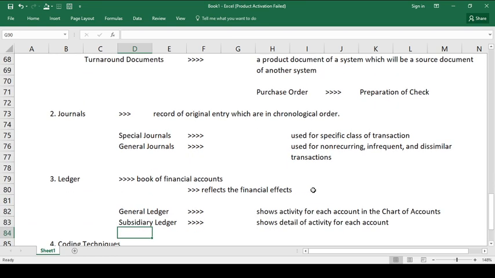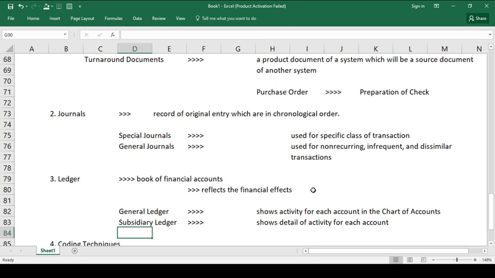The ledger is the book of financial accounts. The ledger reflects the financial effects. Correct naman, no? That ledger reflects the financial effects because it will provide the increases and decreases of a particular account title. Because also, it will provide information kung ano po yung mga naidagdag, ano mga naibawas, ano pong na-disburse, ano pong dine-recognize on that particular account.